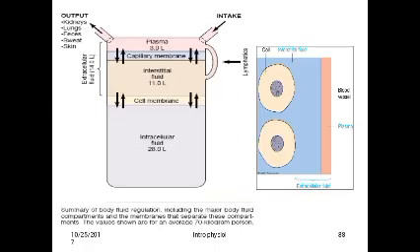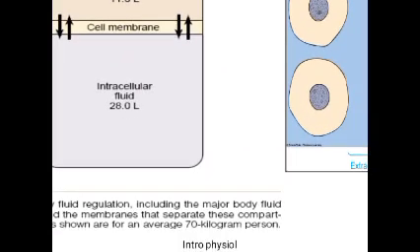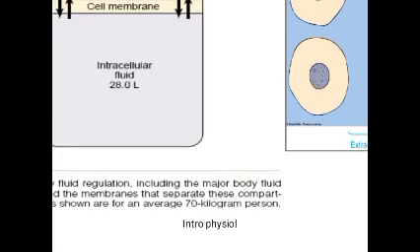20%, or 3 liters, is localized in the vascular system in the form of plasma and is called intravascular fluid. The diagram looks like this. Summary of body fluid regulation, including the major body fluid compartments and the membranes that separate these compartments. The values shown are for an average 70 kilogram person.